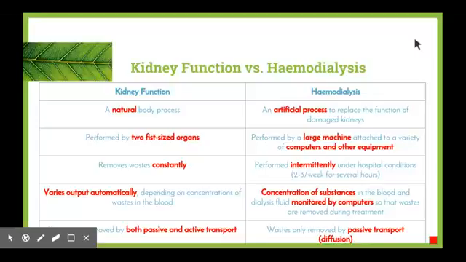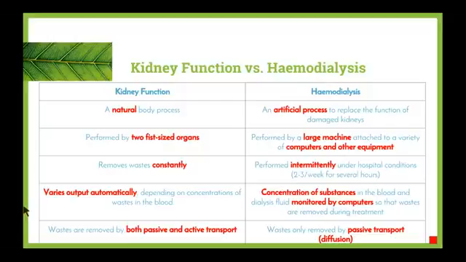Depending on concentrations of waste in the blood, the kidney gets feedback from the brain and the kidneys themselves in order to know whether they need to increase the amount of water absorbed or secreted, whereas hemodialysis involves the concentration of substances in the blood and the fluid being monitored by computers so that the wastes are removed during the treatment. So it's not an automatic process. And substances or wastes are removed by both passive and active transport during kidney function, whereas in hemodialysis, wastes are only removed by passive transport. So there needs to be a difference in concentration inside the membrane and outside in the dialysis solution in order for wastes to be removed.